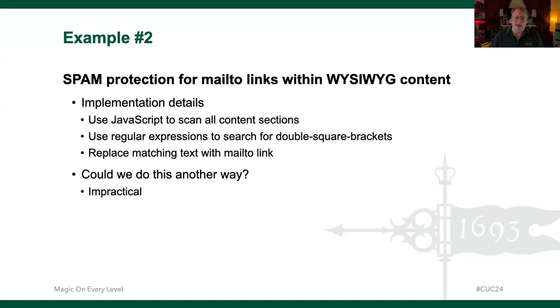Implementation details. After the page renders, we use JavaScript to scan all content sections by ID or class name, and use regular expressions to search for a double square bracket notation. We replace the match text with an appropriate mailto link, as described before.